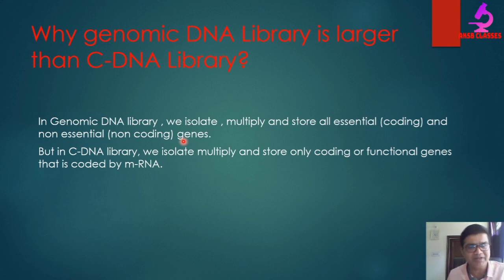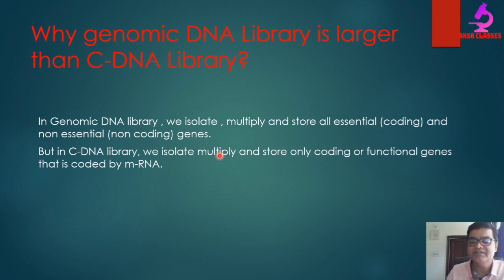So if you compare, the genomic library is larger than the cDNA library. We put all functional and non-functional genes in the genomic DNA library, but in the cDNA library, we store only useful functional, coding genes that are limited in number.